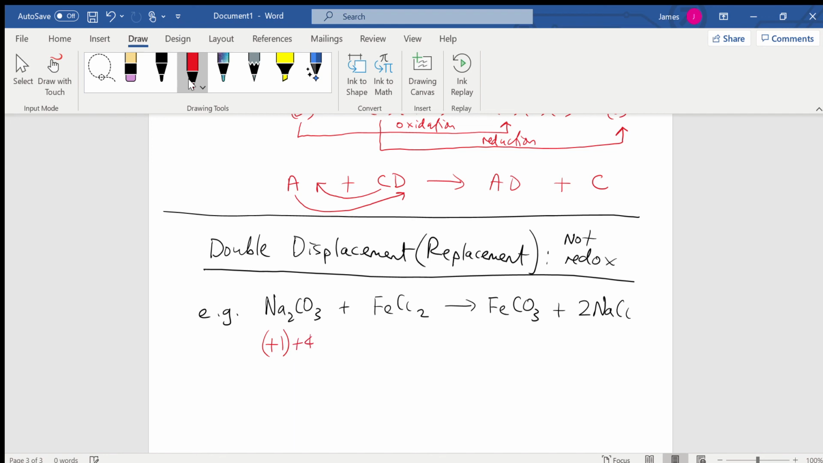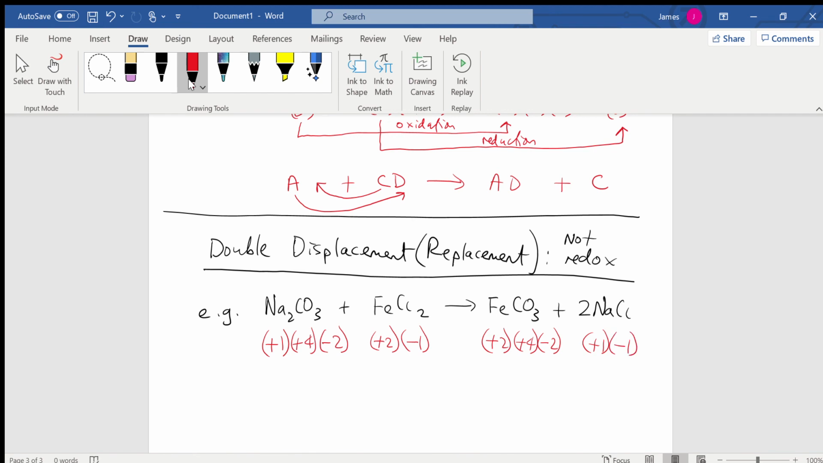Plus four for carbon. So I had to do a little bit of math in my head. Minus two for oxygen. So three types of element, Na, C, and O, so three separate oxidation states. Iron here is plus two. Cl is negative one. Iron here is plus two. C here is plus four. O is negative two. Na is plus one. And Cl is negative one.